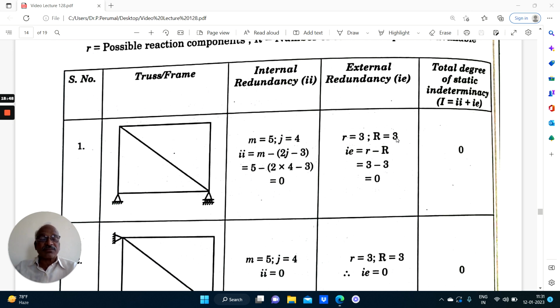Capital R stands for the number of equilibrium equations available, that is also 3, so that is equal to 0. I stands for internal indeterminacy, IE stands for external redundancy. So this is 0, this is 0. So totally the structure is statically determinate.